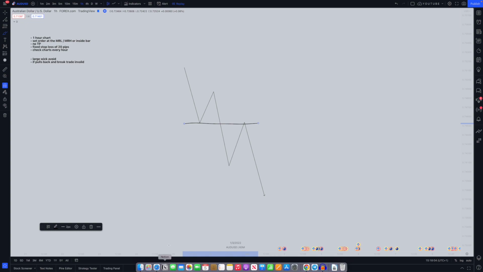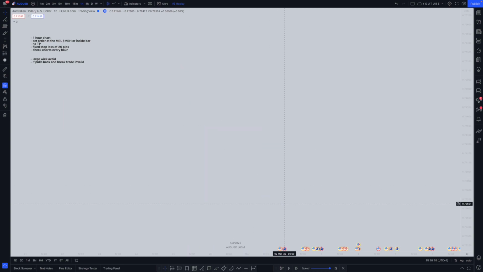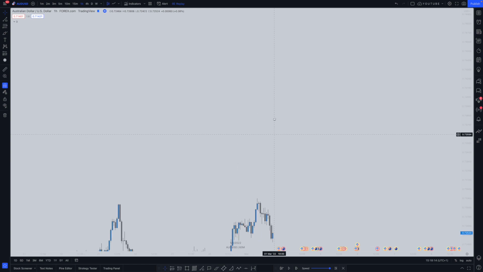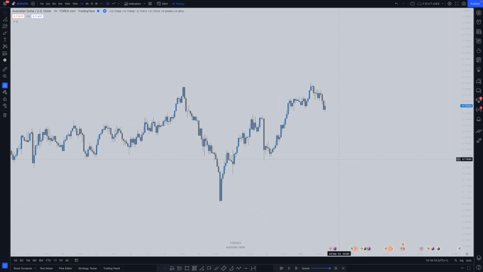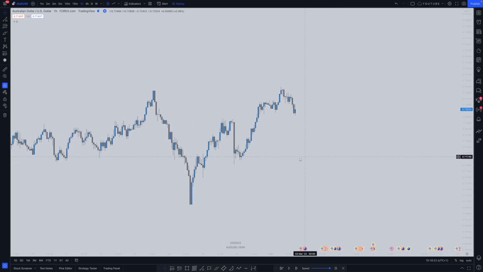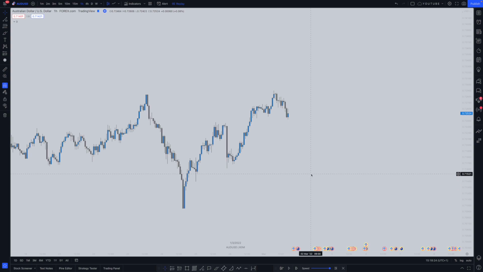So what I'm going to do now is go on my charts and show you some real life examples. So I've just deleted this right here. I'm just pulling price up. As you can see, we are on AUD USD because this is literally one of my favorite pairs to trade. I found that it works really well.